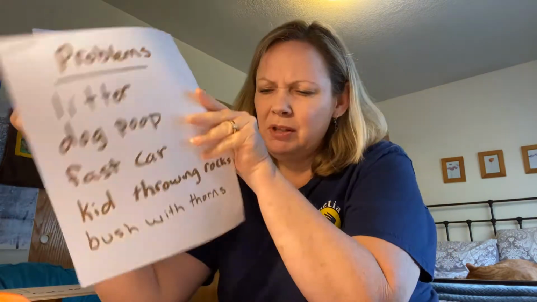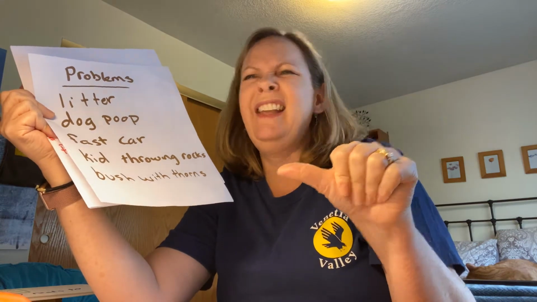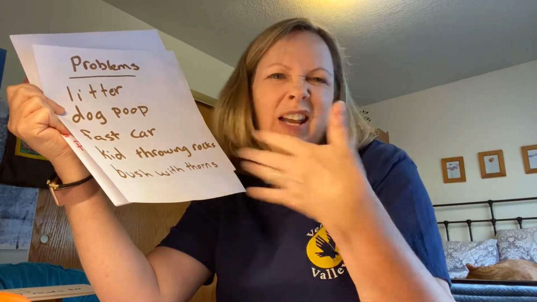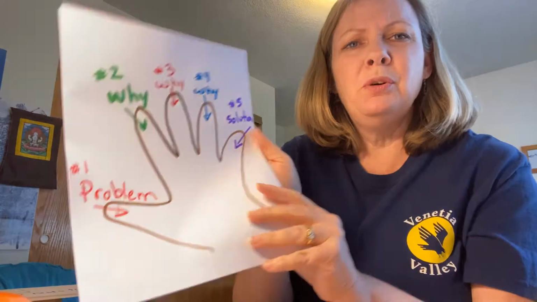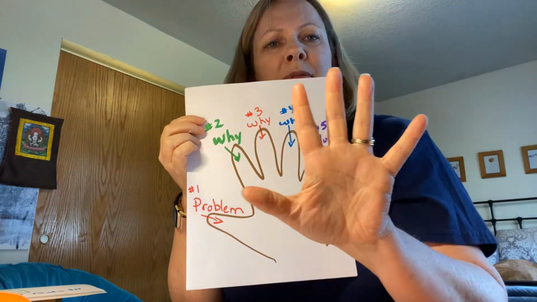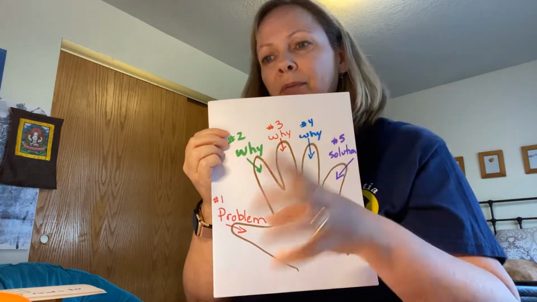And then the last one was that bush with the thorns. So I can't tell someone to not have thorns on their bush. So I think I'm not going to do that one. All right. So I came up with my problems. I know I'm going to need my hand for this one. Remember, problem and solution. And then you should have 3 reasons why it's a problem.